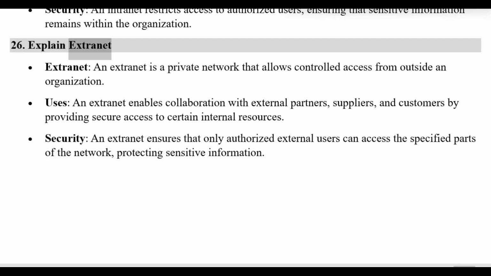26. Explain extranet. Extranet. An extranet is a private network that allows controlled access from outside an organization. Uses. An extranet enables collaboration with external partners, suppliers, and customers by providing secure access to certain internal resources. Security. An extranet ensures that only authorized external users can access the specified parts of the network, protecting sensitive information.